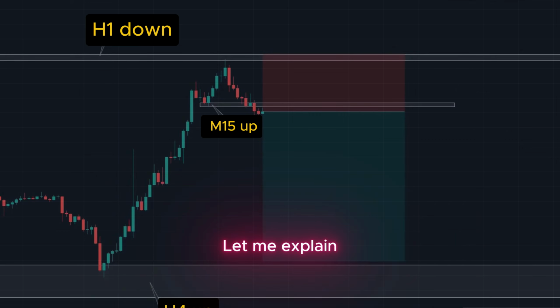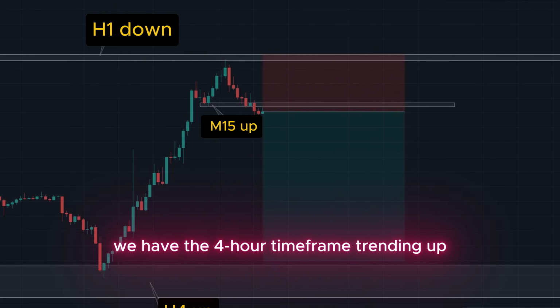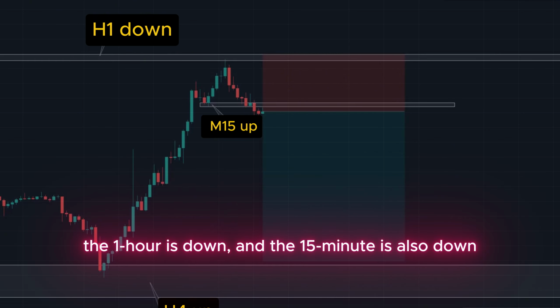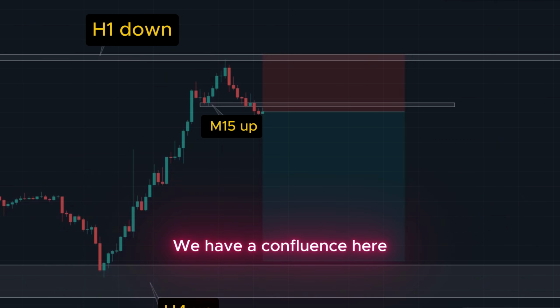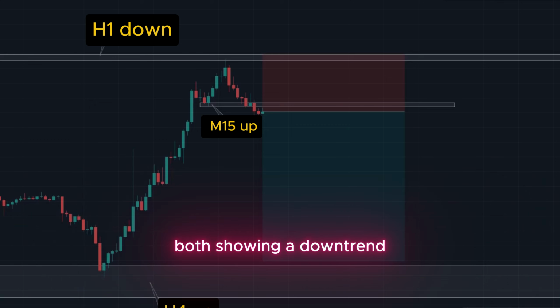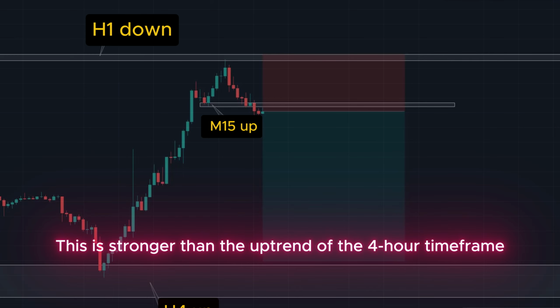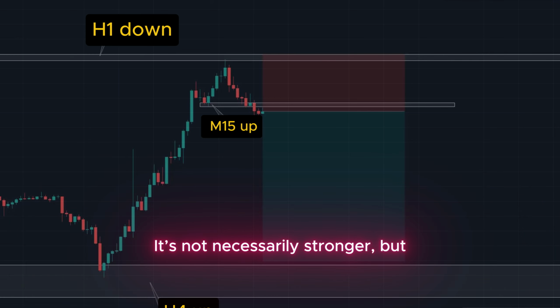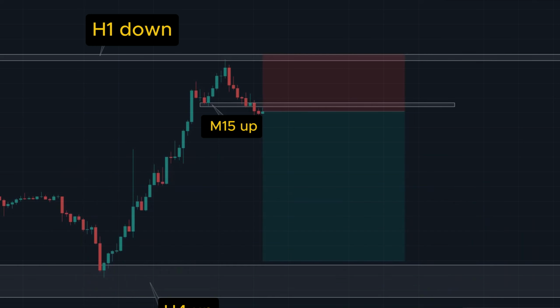Let me explain. Currently, we have the 4-hour timeframe trending up, but the trend of the 1 hour is down, and the 15-minute is also down. We have a confluence here. A confluence of the 15-minute and 1-hour timeframes, both showing a downtrend. This is stronger than the uptrend of the 4-hour timeframe. It's not necessarily stronger, but it indicates that at this moment, the sellers are stronger than the buyers, and the price will likely continue to go down.